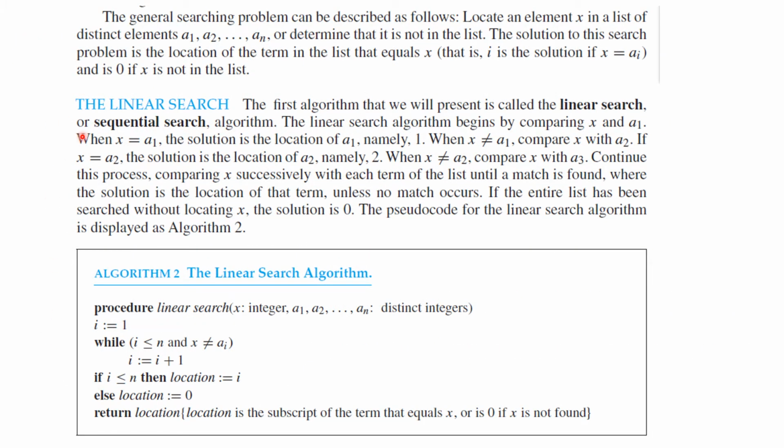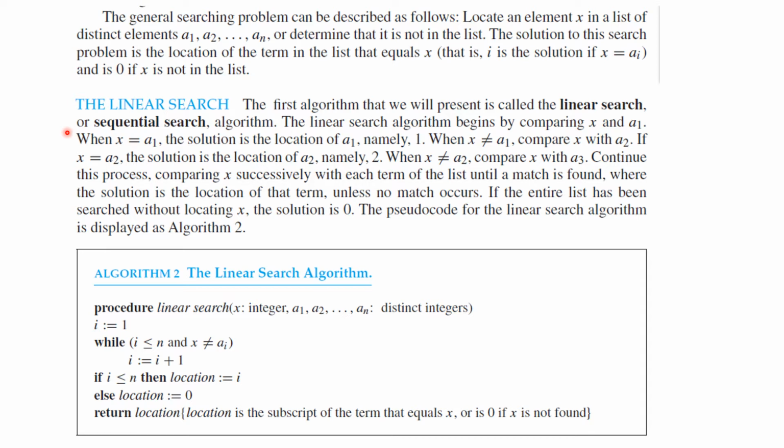The general searching problem can be defined as follows. Locate an element x in a list of distinct elements a1 through an, or determine that it's not in the list. The solution to this problem is the location of the term that equals x, or put 0 if x is not in the list. There are many different kinds of searches. The linear search is the first algorithm we'll discuss, also called the sequential search.